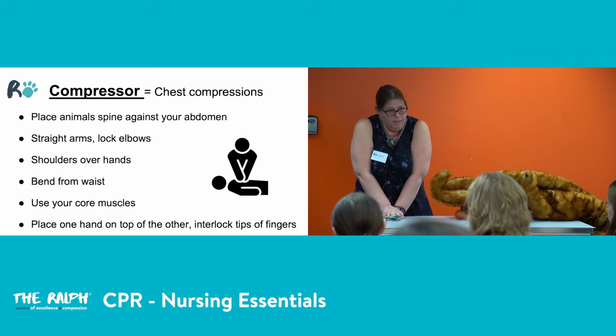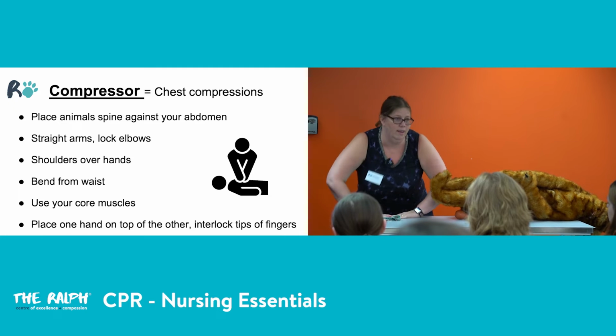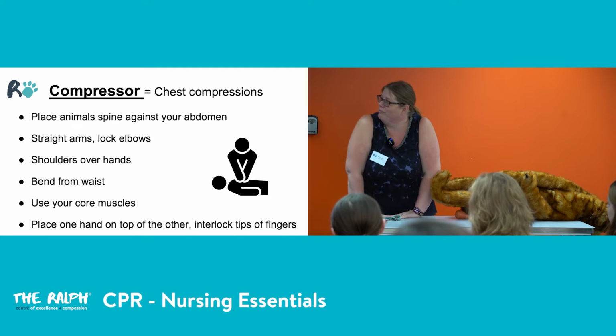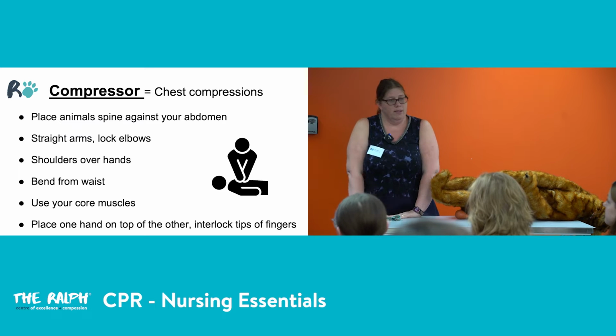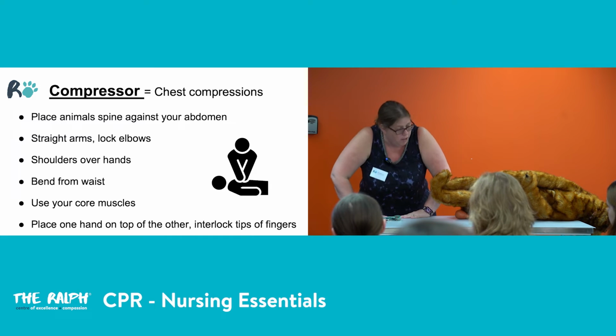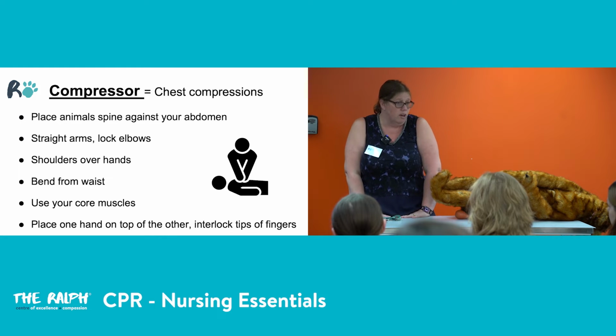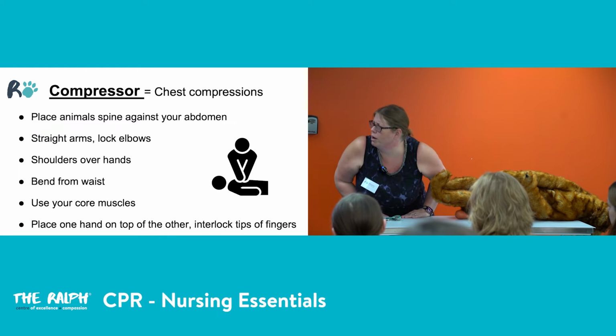So you need to think about it. If I'm doing compressions like this, you see how the table is jogging? If I'm doing it like this, with straight arms, nothing is actually happening to the table at all. Okay, bend from your waist, so it's good for your core muscles. So you take it like this. If you do it like this, you're going to be doing it all in your back and your neck, and you're going to hurt yourself because you could be doing it for quite a long time.